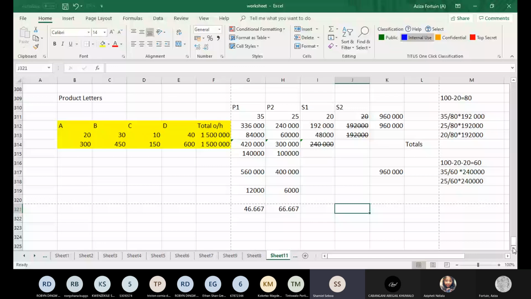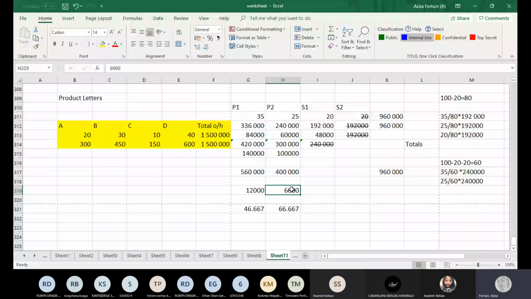Sorry, Aziza. Yes. Hi, sorry. I was with you until that 400,000. I'm confused about the 12,000 and the 6,000. Okay, so the 12,000, they said to us that P1, if you read it, you will work 12,000 hours and P2 6,000 hours. Oh, yes, I see it. Sorry about that. Okay, thank you.